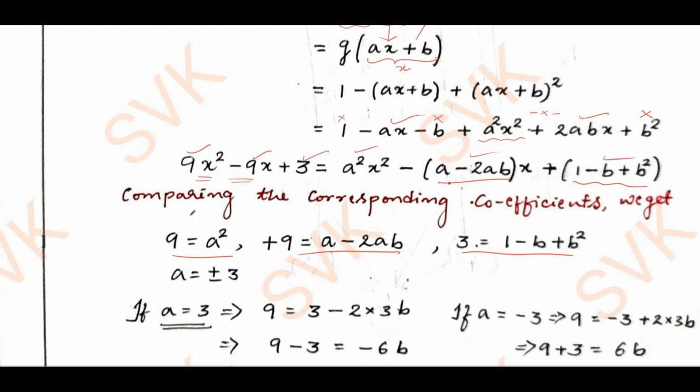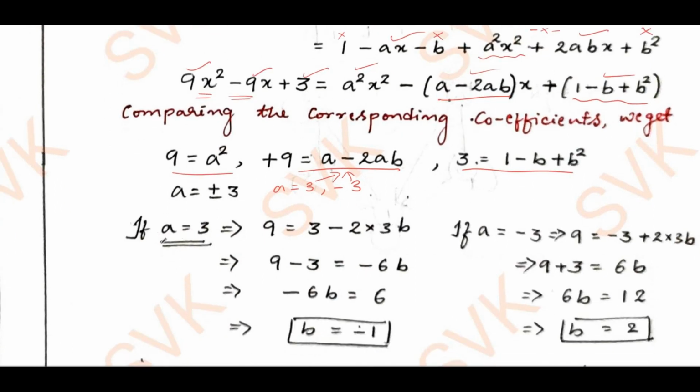That is what we have written. Then from solving the first equation, a square equal to 9, I am going to get a equal to plus or minus 3. So I have got a equal to 3 and minus 3. I will be substituting a equal to 3 once here, and also a equal to minus 3 once here, to get the values of b.